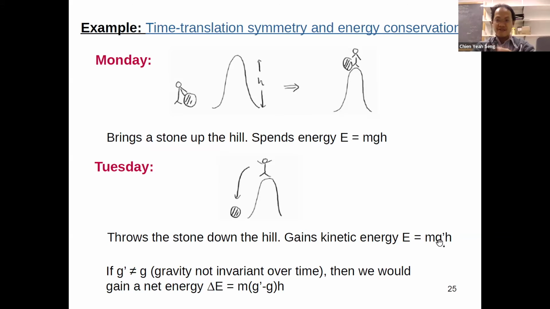Suppose the gravitational constant on Tuesday is G'. Now, if the gravity is not invariant over time, namely the gravitational constant G' on Tuesday is not the same as G on Monday, then we will gain a net energy of m times (G' minus G) times h. So energy would not be conserved. On the other hand, if gravity is invariant over time, then G equals G', then there's no gain of net energy. So energy is conserved. So this is a simple example.